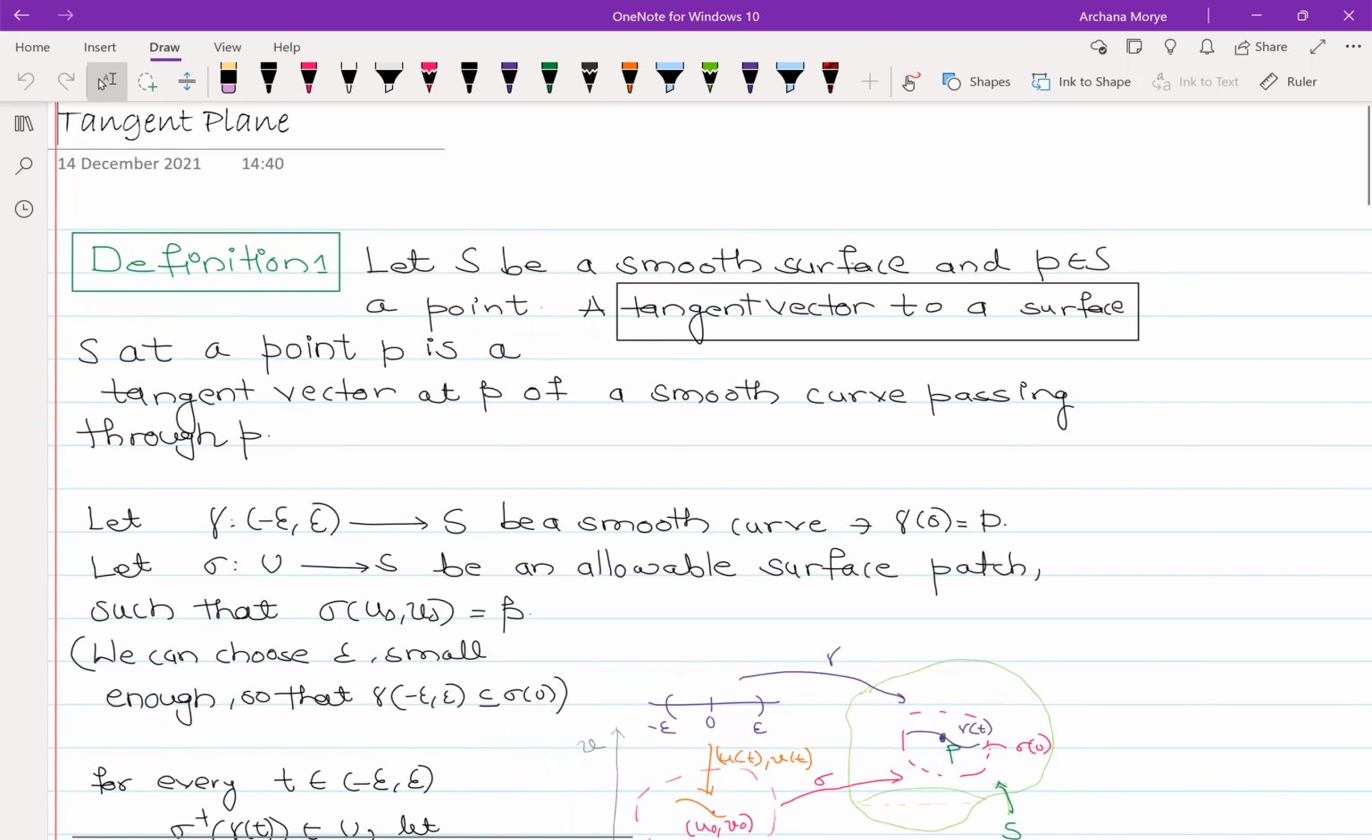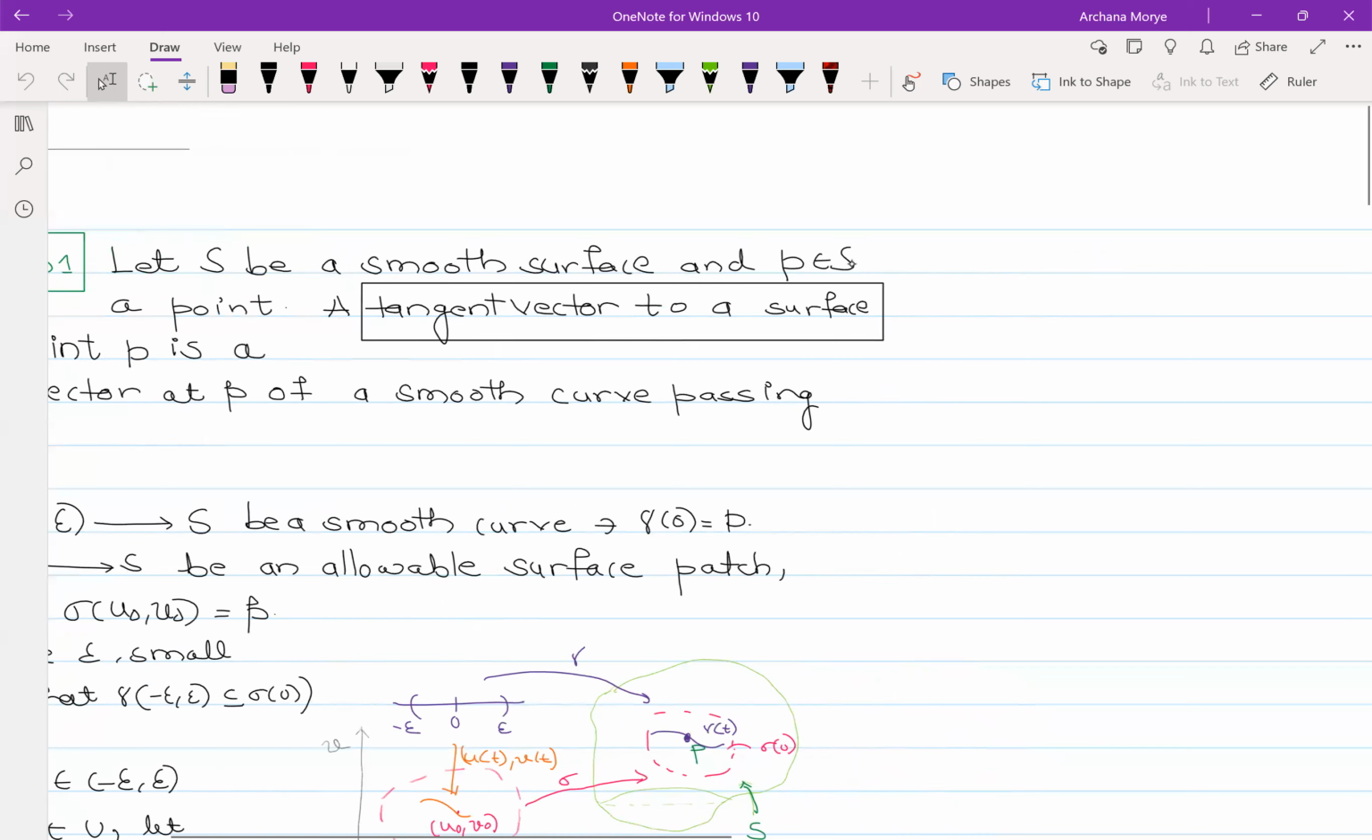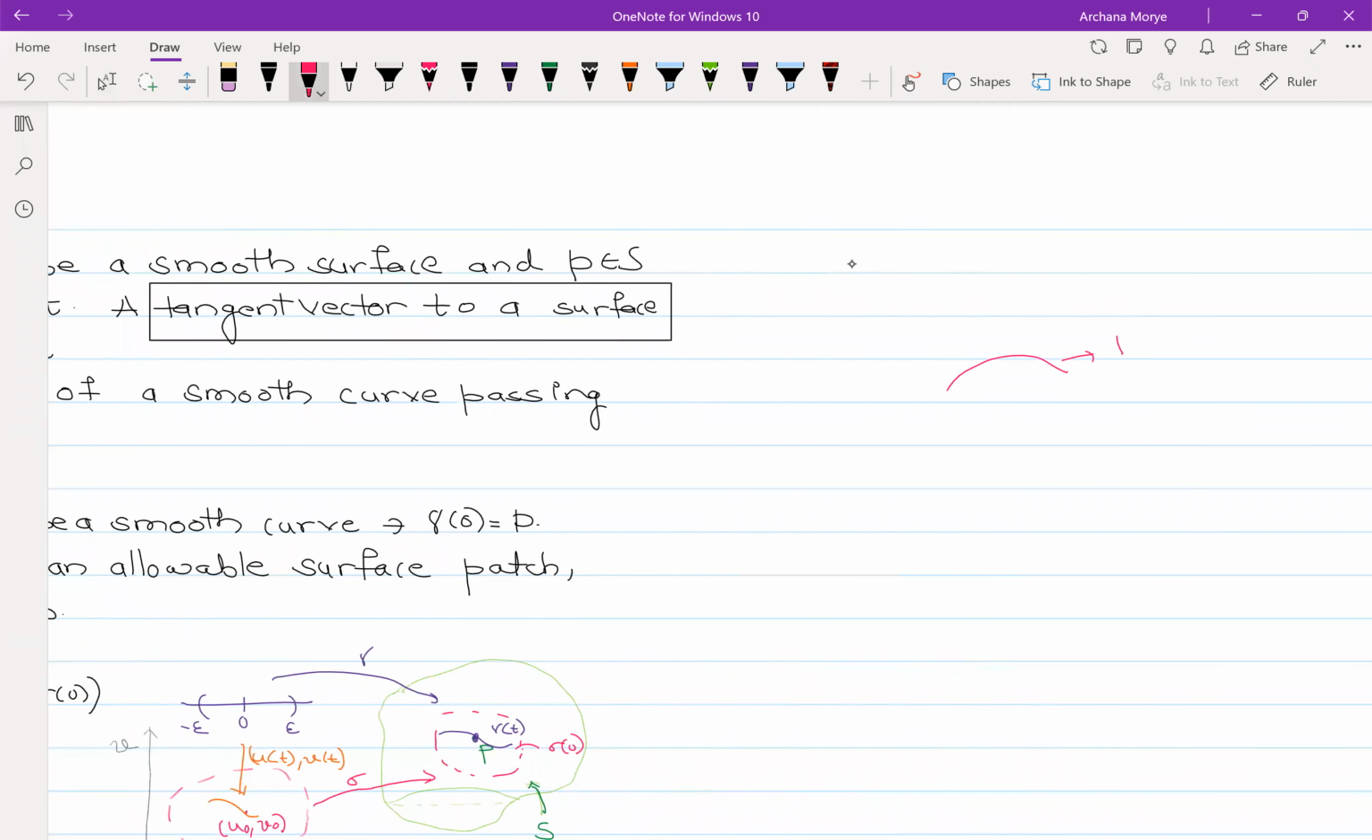Okay, so let us now define this tangent plane for the surface. Remember that when you have a curve, this is a one-dimensional object, right? So whenever you have a tangent, it is a tangent vector, and you can just multiply it, so you can consider it as a line. So when you have a curve, we have a tangent here.